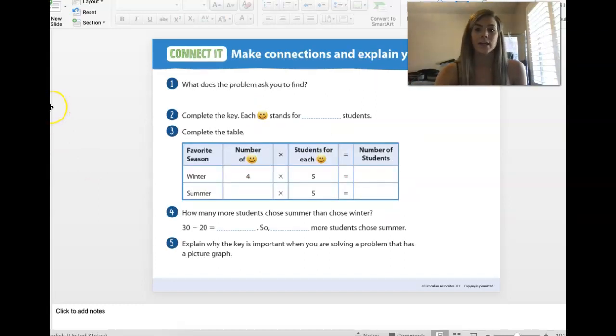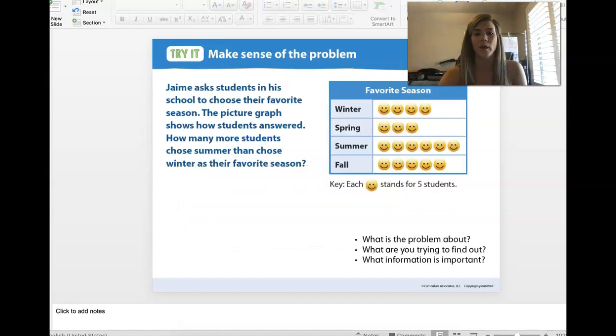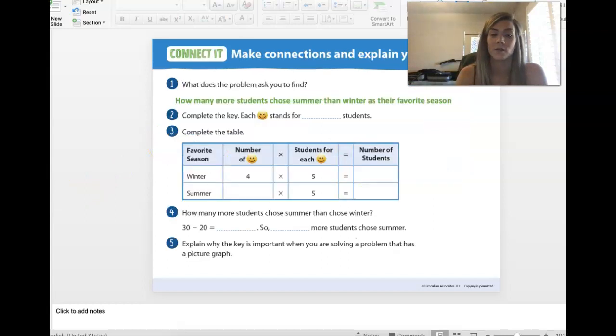All right, let's make some connections and explain your thinking. So what was the problem asking us to find? What were we trying to find? How many more, right? How many more students chose summer than winter? So that is what we were trying to find. How many more students chose summer than winter as their favorite season?